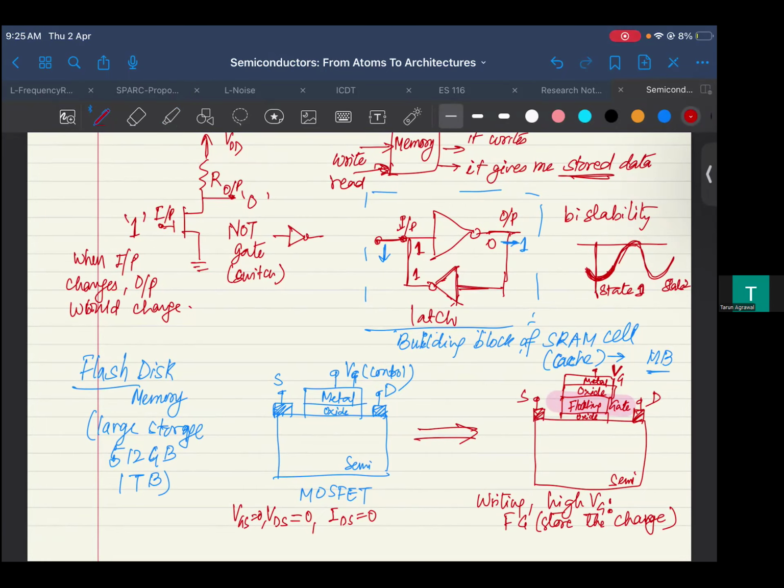But what happens is that it stores the charge, and whenever you remove VG, let's say VG is 0, the FG still retains the charge. It does not go anywhere. That is the beauty about it. And that is how you can store the data here, because you are storing that charge in your floating gate. Interesting, right? So a lot of different avatars we have seen today.